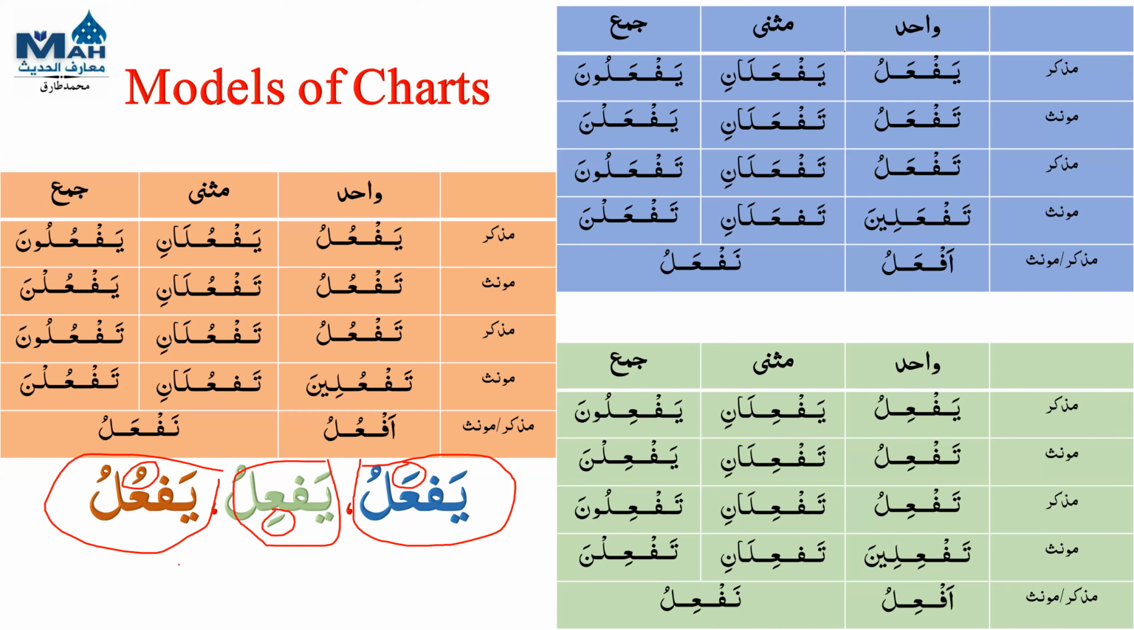First of all, yaf'alu we already completed. Then yaf'ilu, yaf'ilani, yaf'iluna. Taf'ilu, taf'ilani, yaf'ilna. Taf'ilu, taf'ilani, taf'iluna. Taf'ilina, taf'ilani, taf'ilna. Af'ilu, naf'ilu. Then for the third one, yaf'ulu, yaf'ulani, yaf'uluna. Taf'ulu, taf'ulani, yaf'ulna. Taf'ulu, taf'ulani, taf'uluna. Taf'ulina, taf'ulani, taf'ulna. Af'ulu, naf'ulu. Models of chart. Okay, so these are 3 charts. Now, I hope you are already done with it. Sister Dr. Smitha, please can you read the sentence?